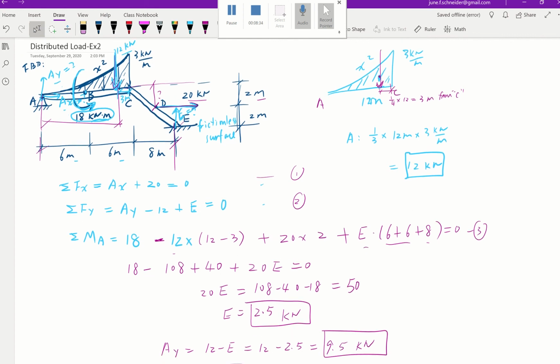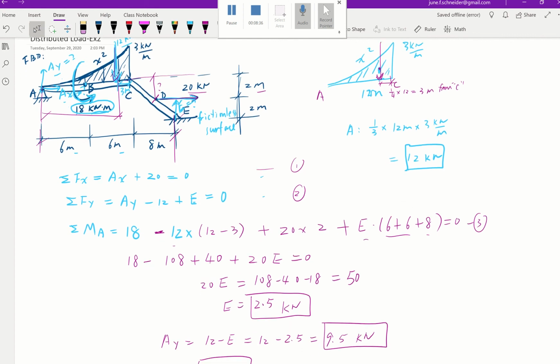Okay, so this is a quick example on distributed load. In this example, I see a couple of things that are worth paying attention to. The first one is this external moment, 18 kilonewton meter. Make sure it showed up in your moment equation right there. And also, when you have this parabola, use those common shape patterns. The area is going to be 1/3 and the centroid is going to be 1/4. And again, for different powers, there's a formula for that. So go ahead and review that one if it needs to be reviewed.